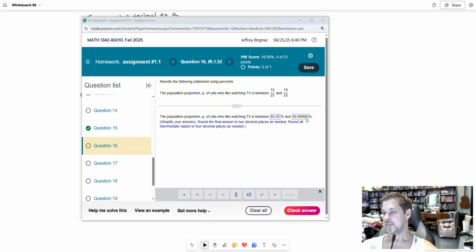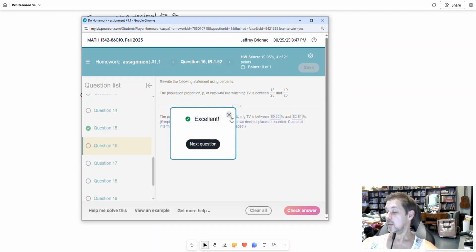I typed some of them in, but remember, I'm supposed to round it to 2 decimal places. How do I round 82.608 to 2 decimal places? Well, okay, there's 3 decimal places. 0 is in the second decimal spot. 8 is in the spot just to the right. What does that make it? 82.608 is 82.61. All right, so somewhere between what this translates to, 65 to 82% of cats apparently like watching TV. All right, okay, and it's correct.